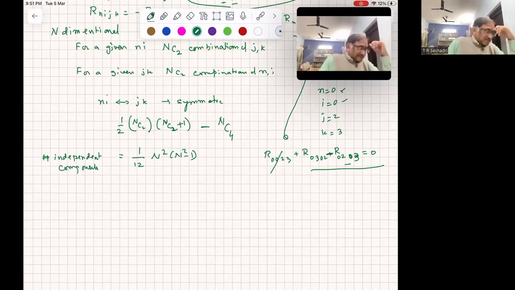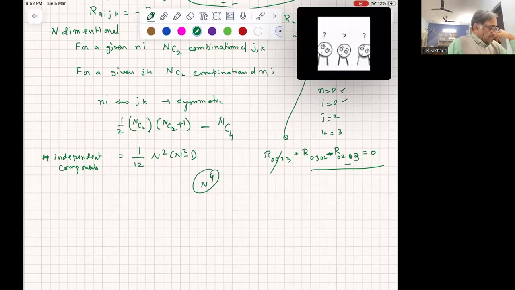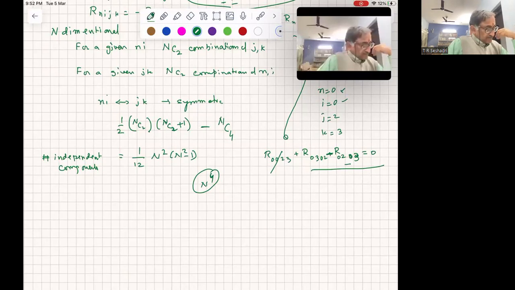See, otherwise, how many components are there? There are n to the power 4 components, right? n into n into n into n, n power 4, right?